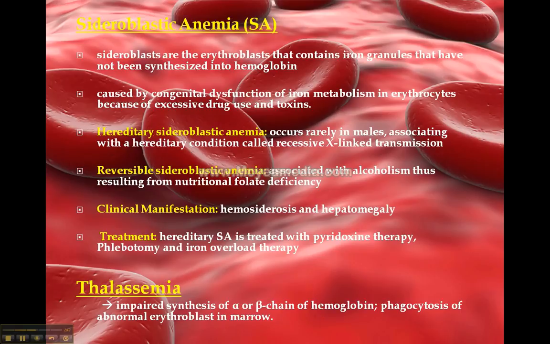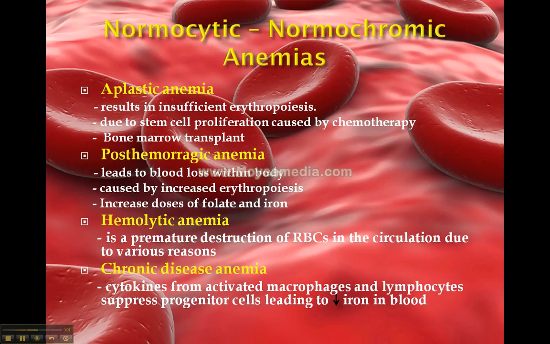And the last and final type of microcytic anemia is thalassemia, which is just impaired synthesis of alpha or beta chain of hemoglobin, and phagocytosis of abnormal erythroblasts in bone marrow. And the final type is normocytic normochromic anemia. The subtypes include aplastic anemia, which results in insufficient erythropoiesis due to stem cell suppression caused by chemotherapy, and treatment can be just a basic bone marrow transplant.